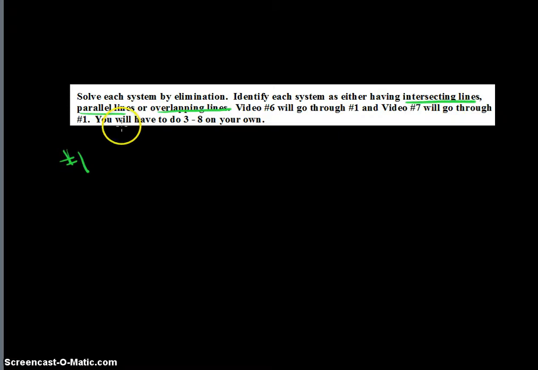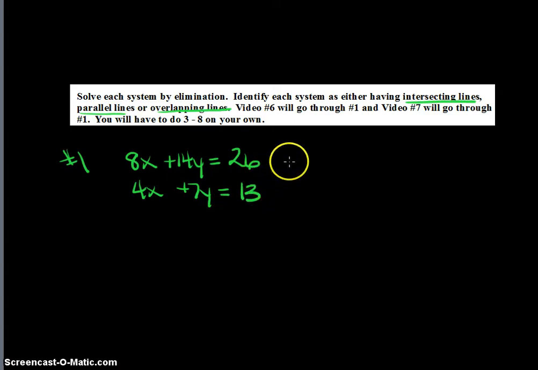Okay, so the first one is 8x plus 14y equals 26. And then the second equation is 4x plus 7y equals 13. So we're going to go about this the same exact way as we've been doing before. We want to eliminate variables, okay? And we look for numbers that are the same, but the signs are different. So we got 8 and 4 here, and we've got 14 and 7 here. I'm just going to say let's eliminate these x's, okay?